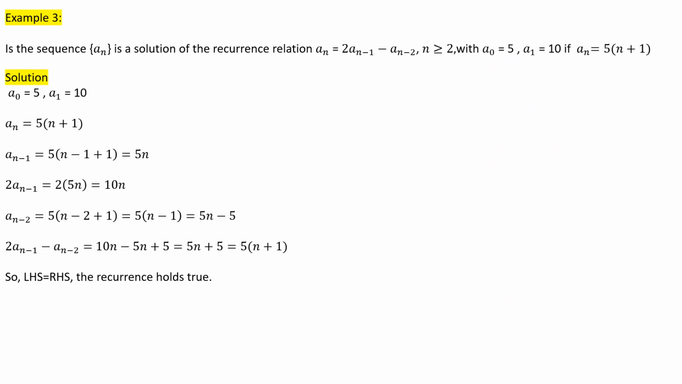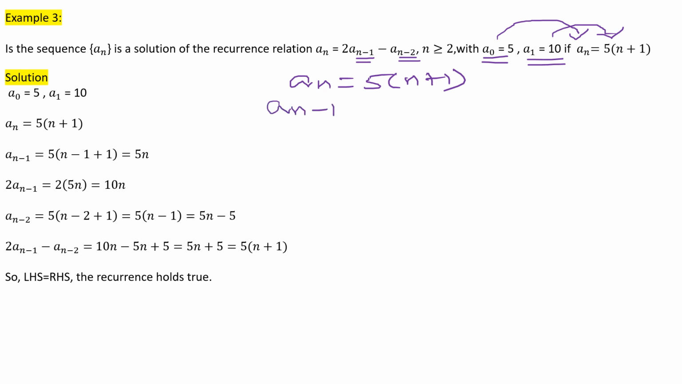Another question. Here we have given two initial conditions, a_0 = 5, a_1 = 10. So first I have to replace n equal to 0 here, then I have to substitute n equal to 1 here. So that will give you a_0 = 5 and a_1 = 10. Then you have to start from a_n = 5 times (n plus 1). Then you have to calculate a_{n-1} and a_{n-2}.